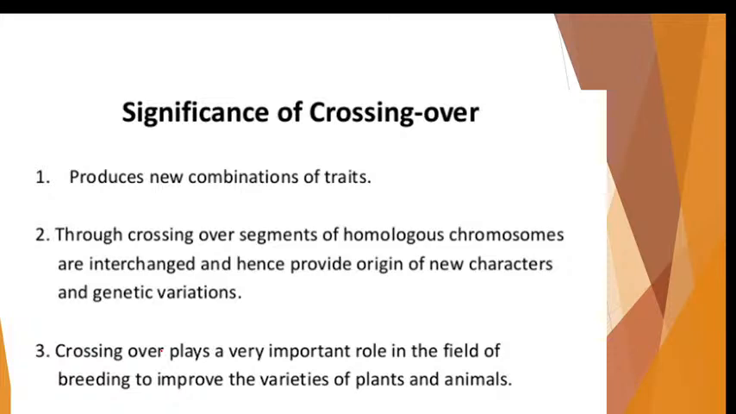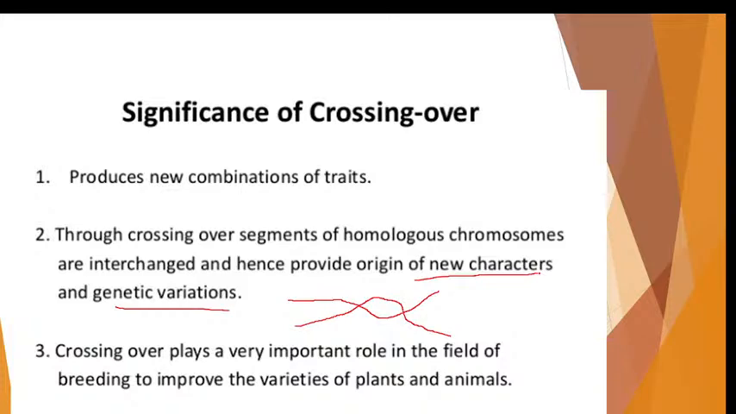Then 2. Through crossing over, the segments of homologous chromosomes are interchanged. That is what we have learned. Two chromosomes will lie together and they will undergo interchange. And as a result, new characters or new genetic variations are produced as a result of crossing over.